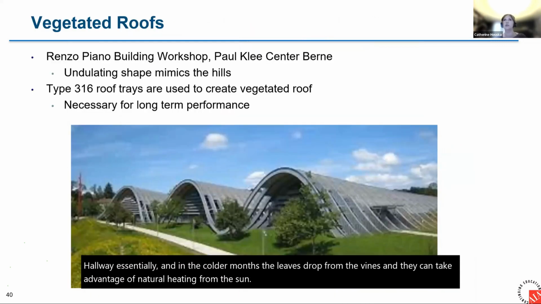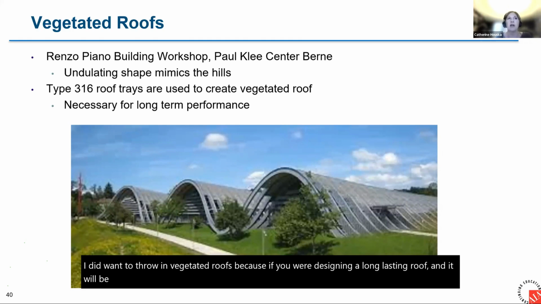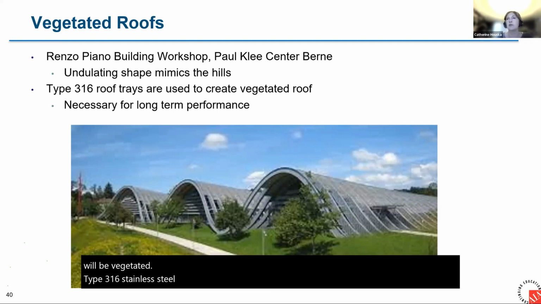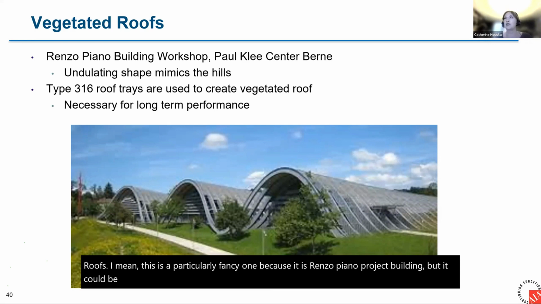I did want to throw in vegetated roofs because if you are designing a long-lasting roof and it will be vegetated, type 316 stainless steel is really the way to go. These are usually welded roofs. I mean, this is a particularly fancy one because it is a Renzo Piano project building, but it could be a flatter roof as well.